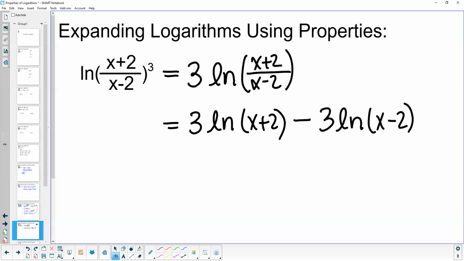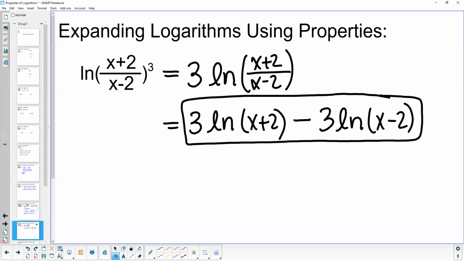Now, we've only talked about a quotient, a product, and a power property. We have not talked about any properties related to the sum or difference. Therefore, this is actually as expanded as this is going to get here. We can't change that x plus 2 or that x minus 2, so we are going to leave it in this expanded form. Now, that is how you can expand those using our 5 different properties.